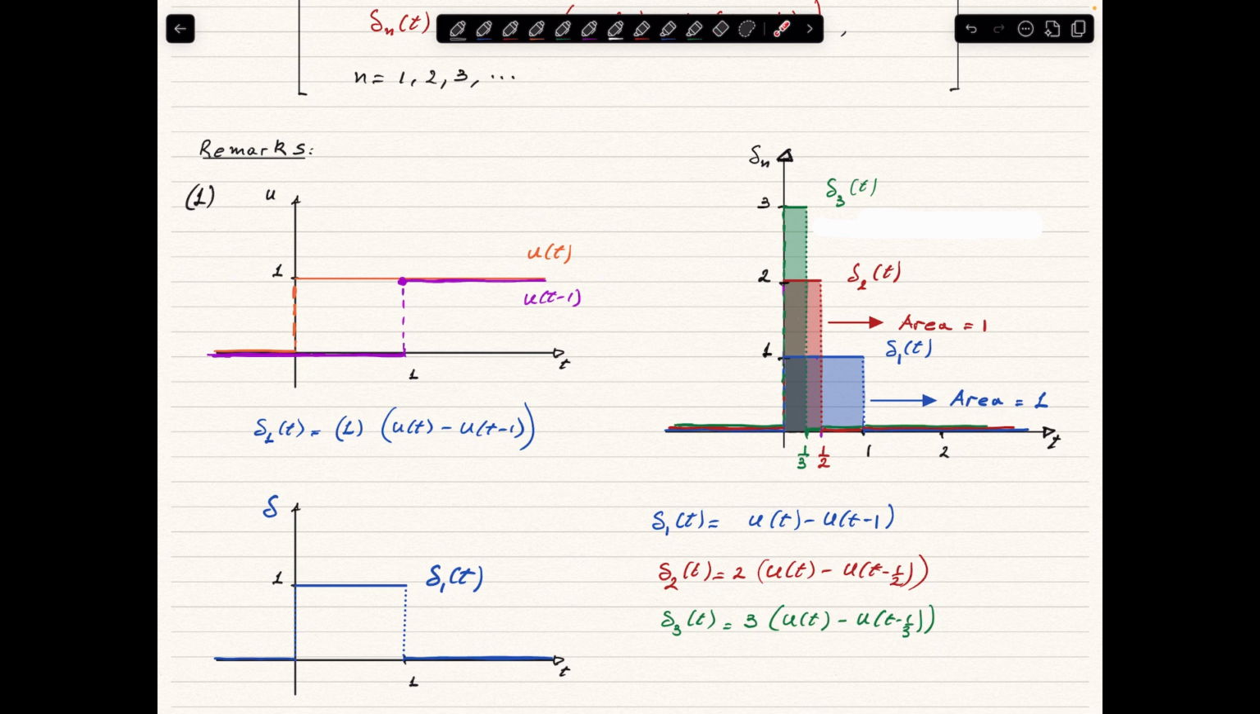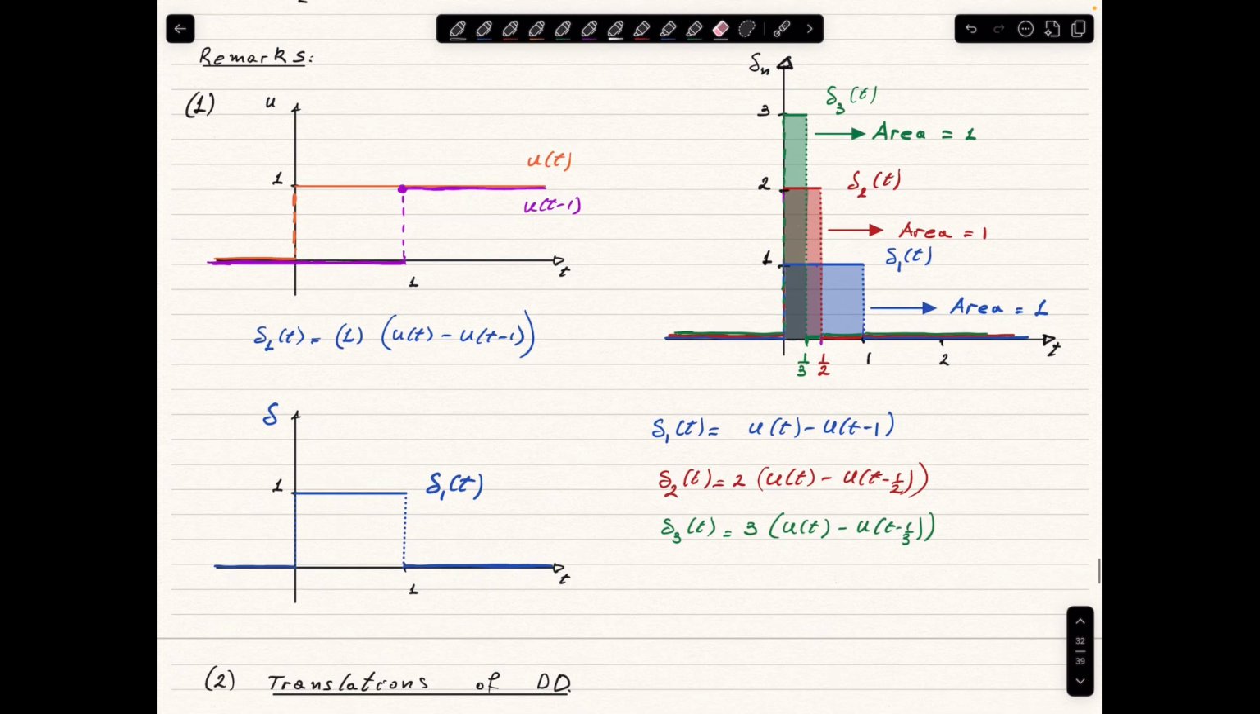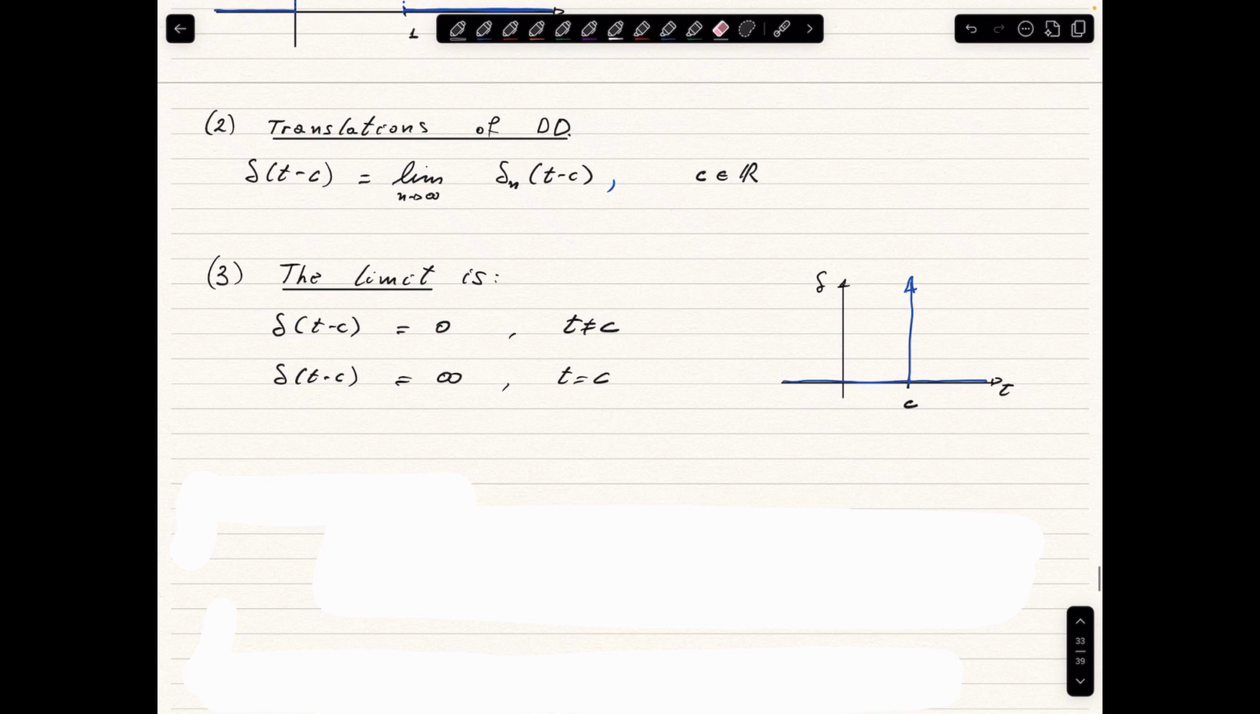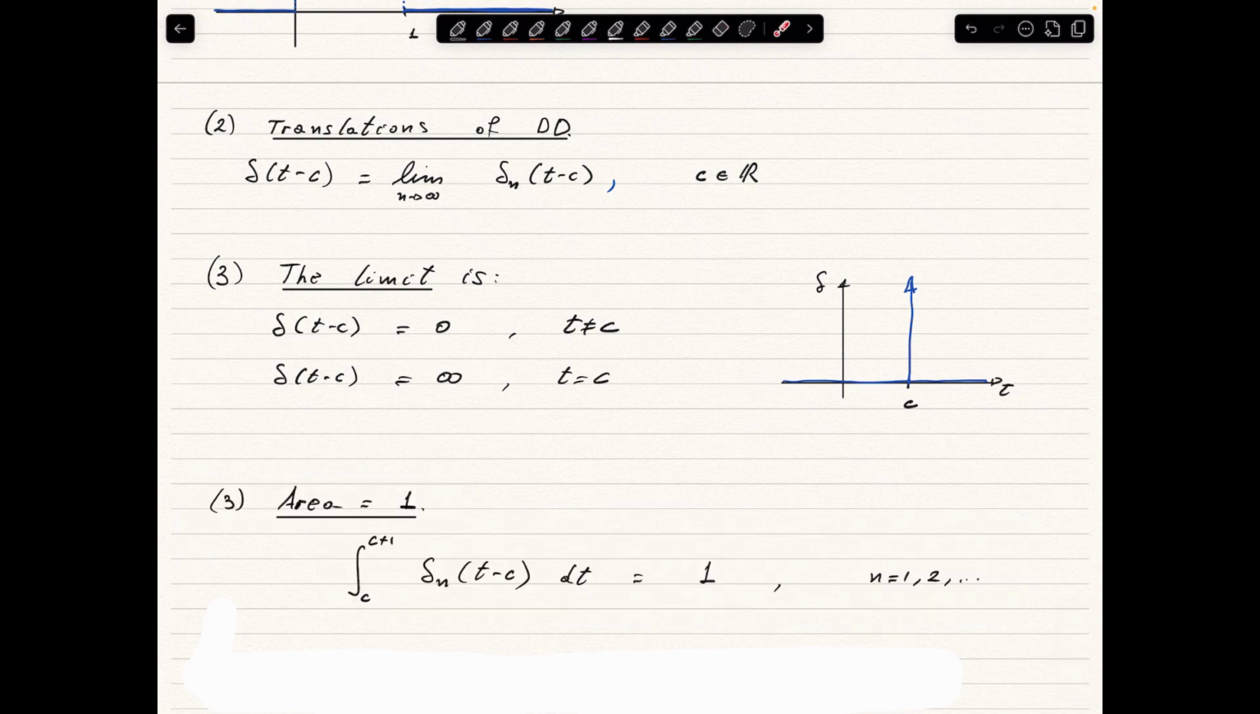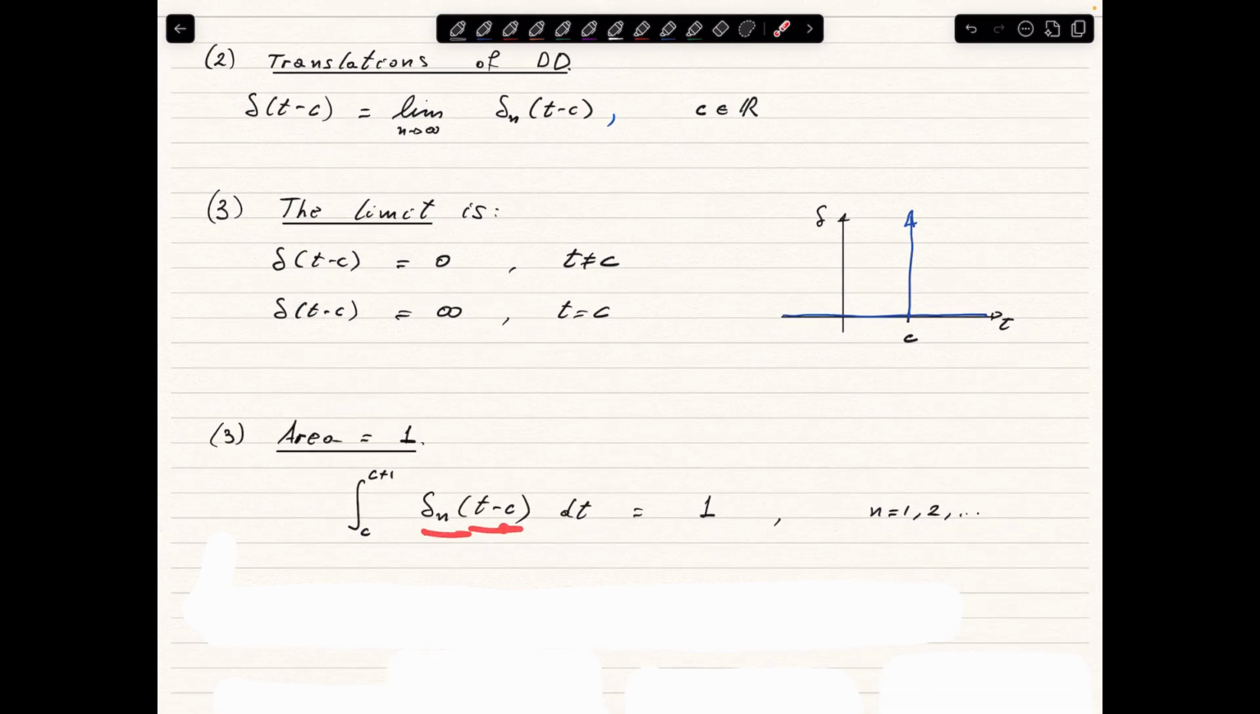And finally, go to delta 3. Delta 3 again is 0 everywhere except in the interval 0, 1/3, and in that interval it takes value 3. So the integral of the function is the area of this rectangle, which again is 1. So in general, it can be proven, it's not difficult to see, that the integral of any element in the sequence delta n, shifted or not shifted, where the function is different from 0, for any value of n, by construction, is 1.